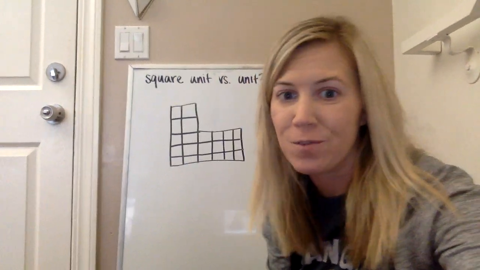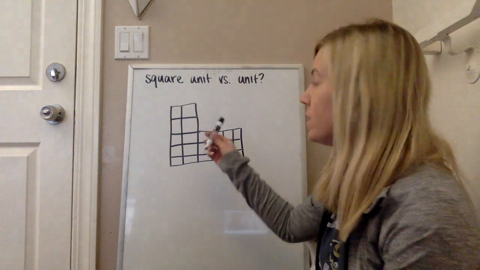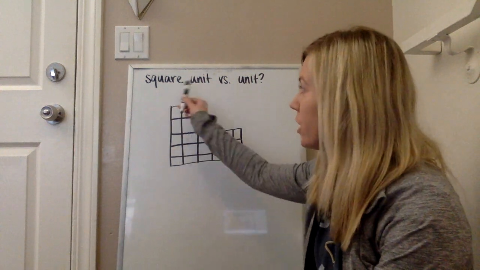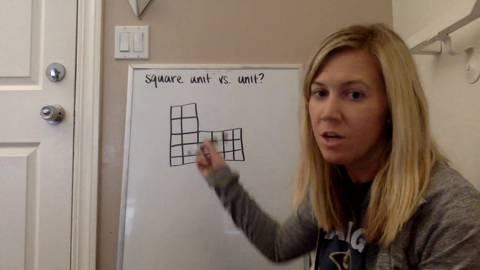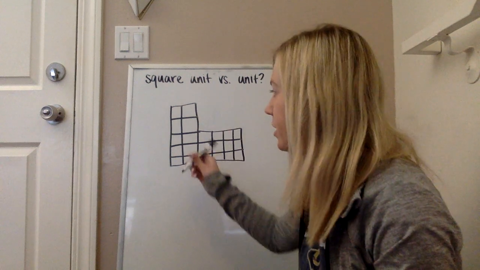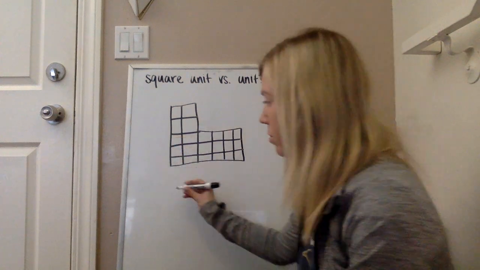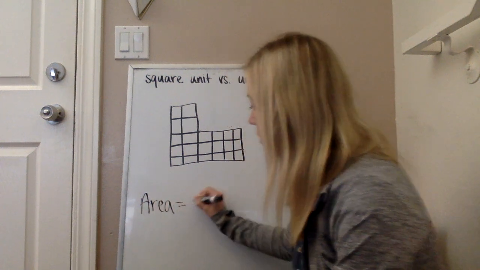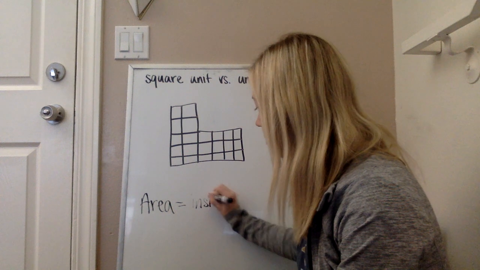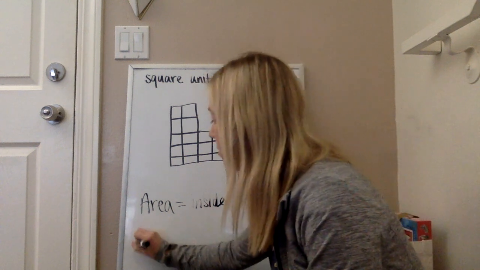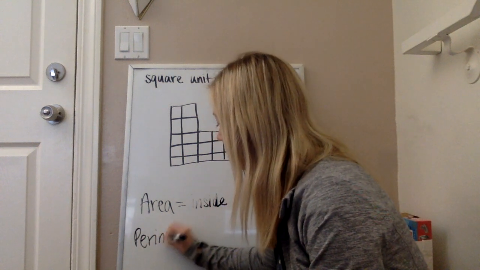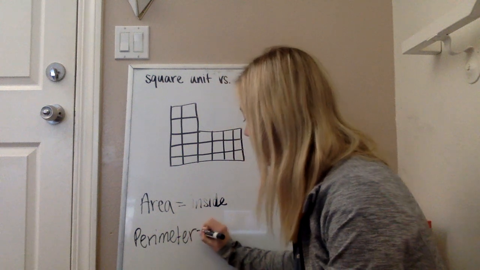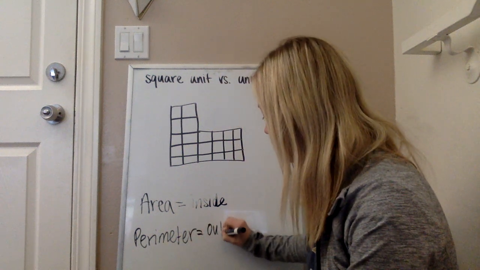This is going to be our first virtual lesson on what the difference is between a square unit versus a unit. So as you know, area is the inside of a shape. So area equals inside, while the perimeter equals the outside.